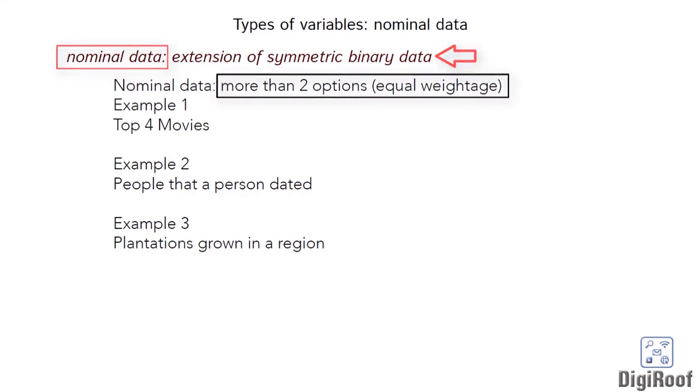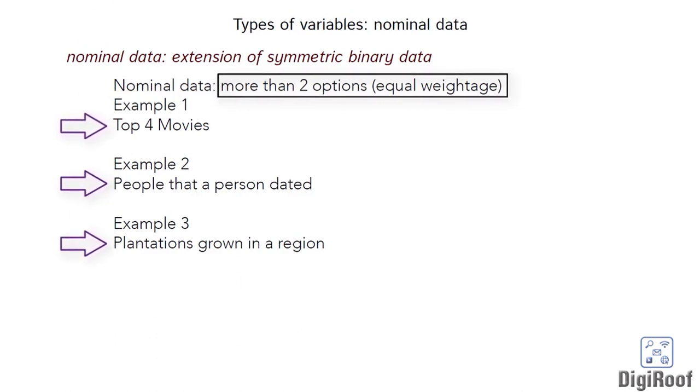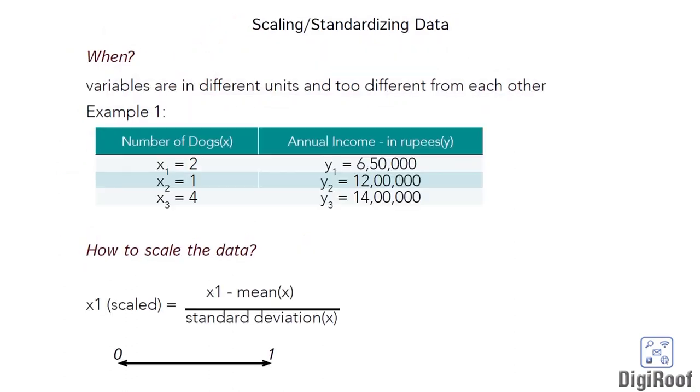called nominal variable. So variables like 3 movies you like, list of people you dated, or plantations grown in a region are examples of nominal variables. If such variables have two responses, then they are symmetric binary. And if they have more than two responses, they would be called nominal.